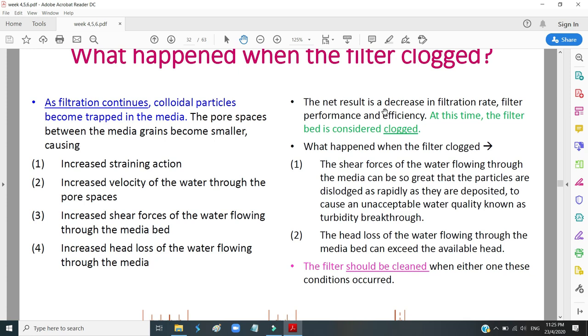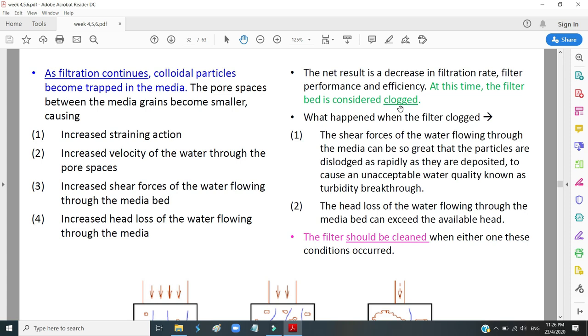So for example, the filter at our home: if for a long time we didn't wash it or change it, it will be very slow. You'd say, why does it take so long to get my drinking water? Because it's stuck. So the performance, efficiency, everything will be affected. It's clogged. What happens when the filter is clogged?